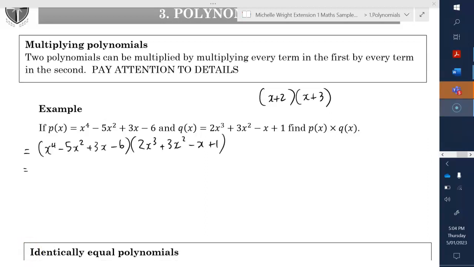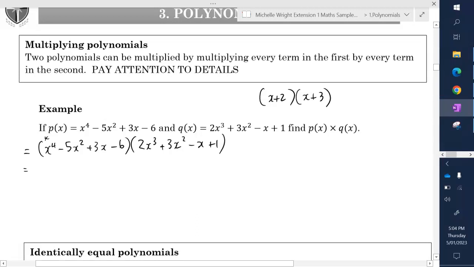Okay. Now, you guys are used to foiling this. I am going to foil it, but just think of it basically as if I'm timesing every term in the first by every term in the second. I'm going to times x to the power of 4 by each of these terms. Then I'm going to times minus 5x squared by each of these terms, 3x by each of these, and then minus 6 by each of those. And that's the easiest way to do it. So let's go and use this term here first.